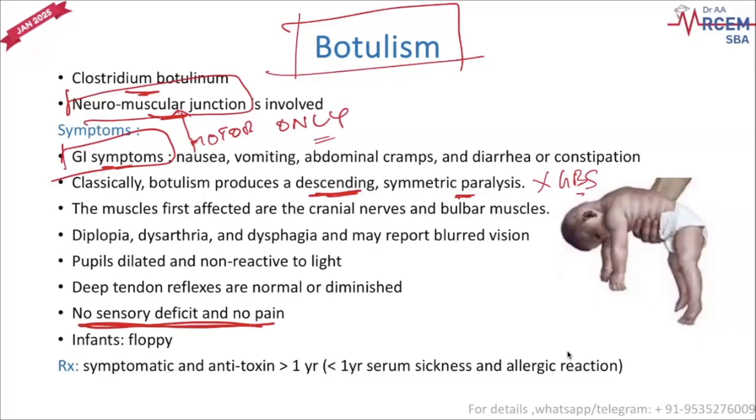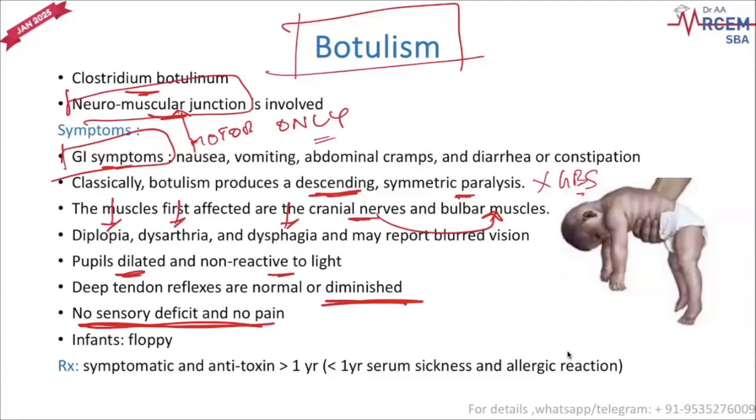As it is coming from up to down, that means cranial nerves will be involved. The muscles controlled by the cranial nerves, that is the muscles of facial expression and the swallowing muscles, basically the vagus nerve and the glossopharyngeal nerve, will be involved. Because of that, the patient will have dysarthria, dysphagia, diplopia. Those kinds of features will be initial. Pupils can be dilated and non-reactive to light also. Reflexes will usually be diminished.